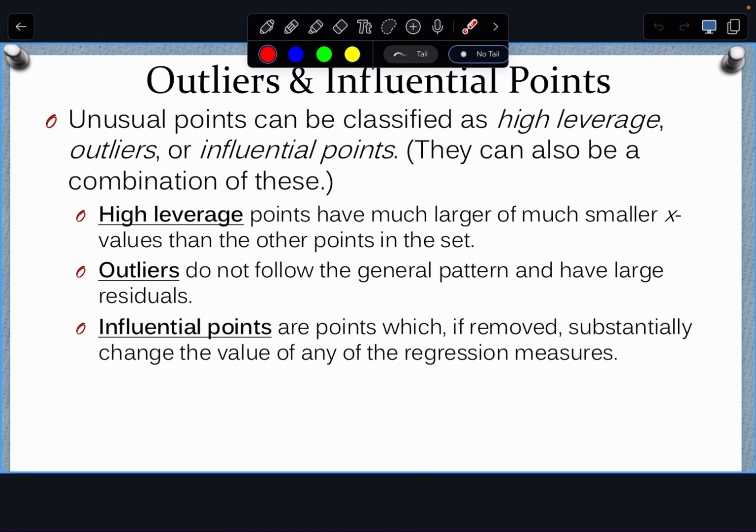Outliers are going to be those ones that have the extreme y value. They don't follow the general pattern. They have large residuals.